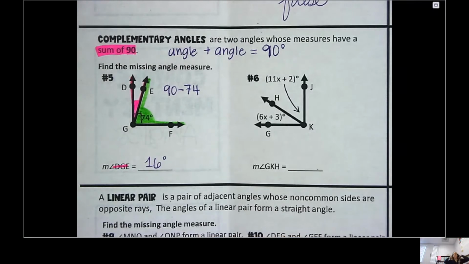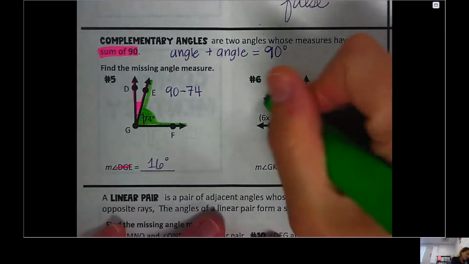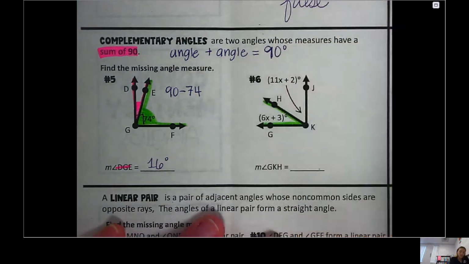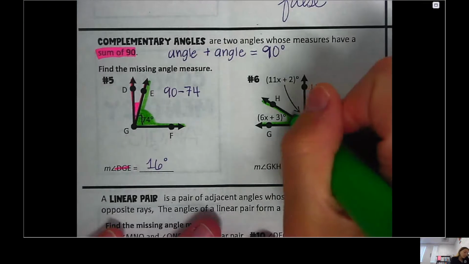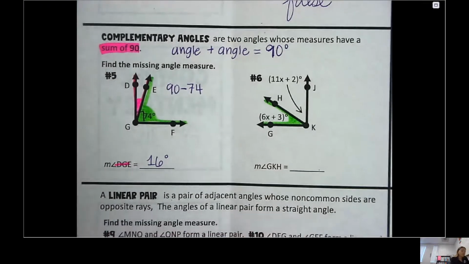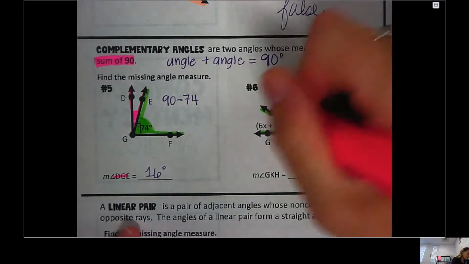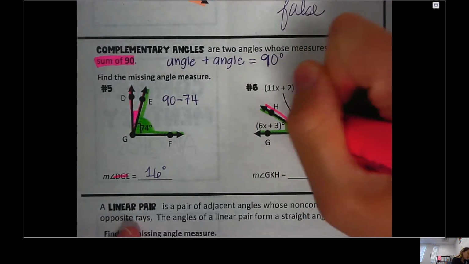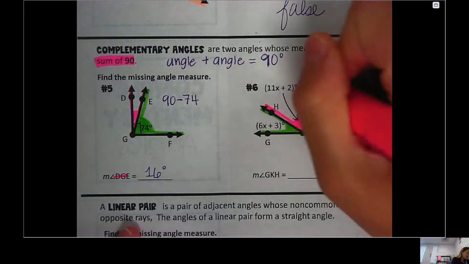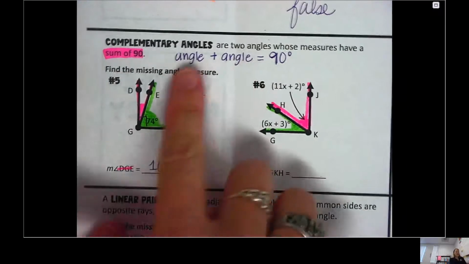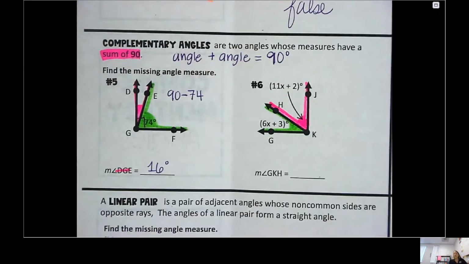All right, number 6, same thing, except what do I do for number 6? What's different about this problem? Algebra. So how am I going to set up this problem? I want to add together the two angles and set it equal to 90. How am I going to set up this problem? What do you think?